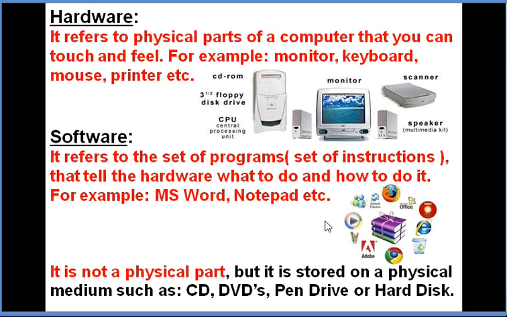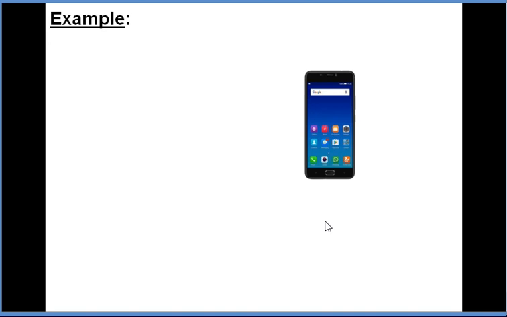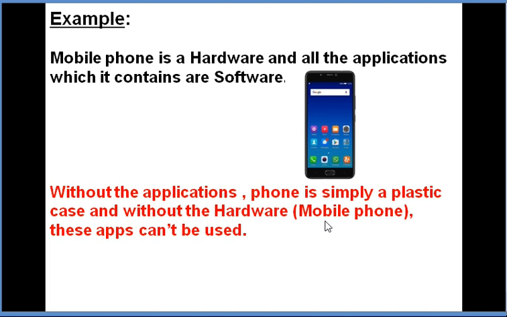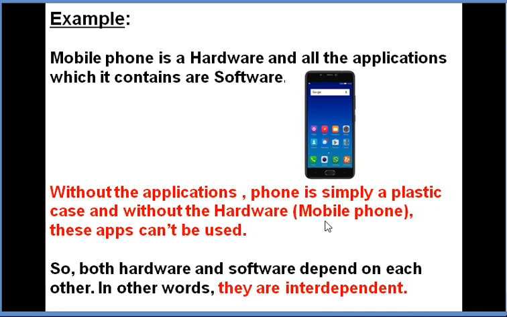The picture represents examples of software. Remember, software is not a physical component. It is not a physical part, but it is stored on a physical medium such as a CD, a DVD, pen drive, or hard disk. Let us talk about an example. A mobile phone is hardware, and all the applications stored in it are called software. Without the applications, the phone is simply a plastic case, and without the hardware, that means the mobile phone, these applications cannot be used. So we can say both hardware and software depend on each other, or in other words, they are interdependent.